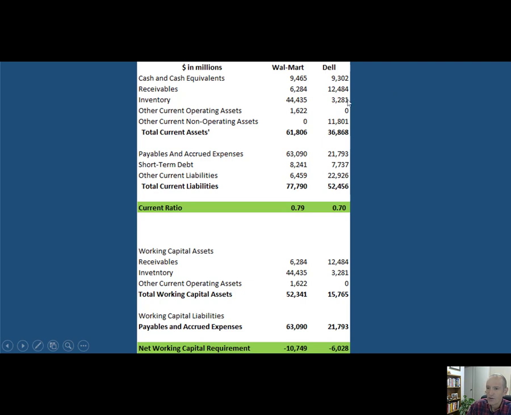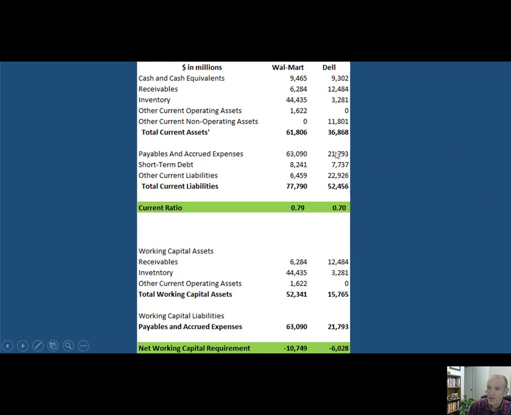Dell even more so. Look how small Dell's inventories are. Dell sells computers. But what Dell does, which is really interesting, is they don't make the computer until their customer orders it. So you go online to Dell, you tell them what computer you want, you put the order in, that's when Dell creates your computer. So they don't have a lot of inventory sitting there.